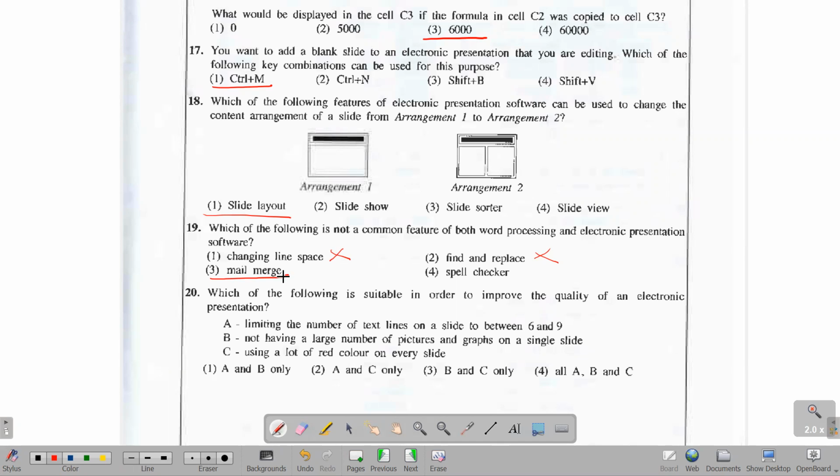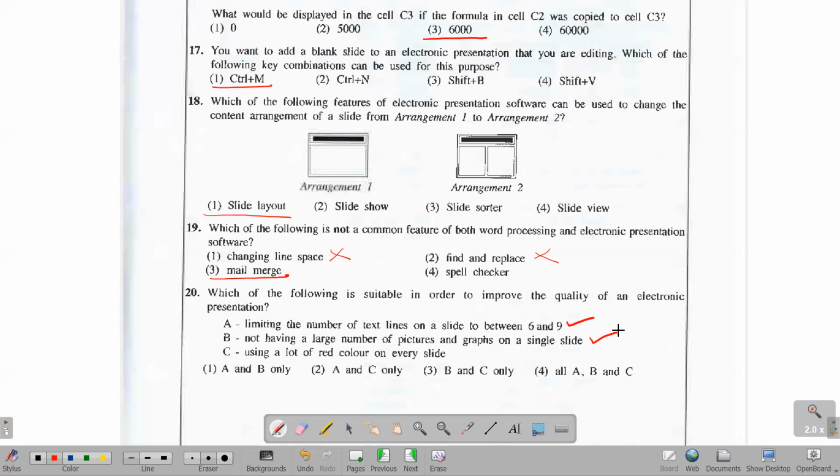20th, which of the following is suitable in order to improve the quality of an electronic presentation? It's about quality. Limiting the number of text lines on a slide to between 6 to 9, yes, it will create a very nice and clear presentation. Not having a large number of pictures and graphs on a single slide. If you are going to use a picture or a graph, just one or two pictures or graphs can be used per slide. Otherwise, it's going to be messy.